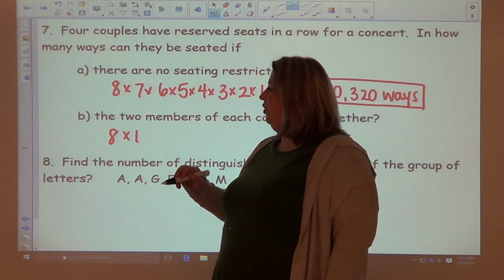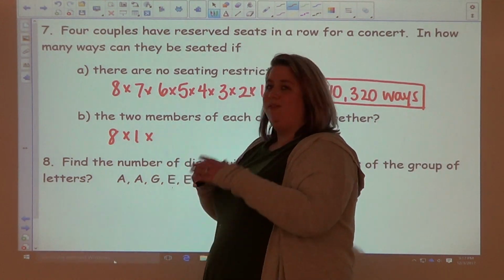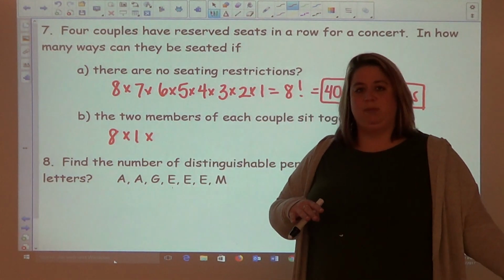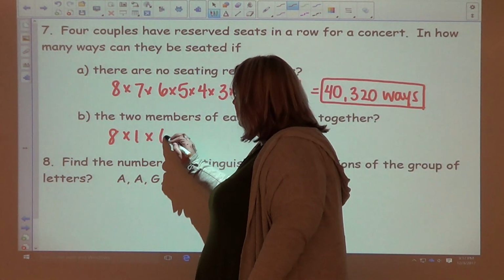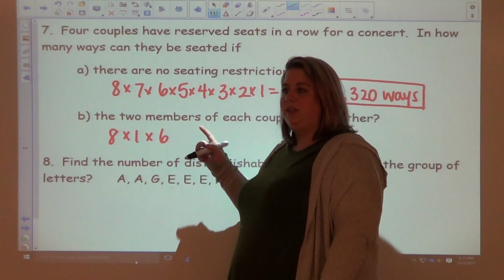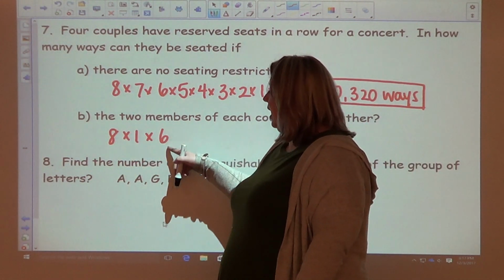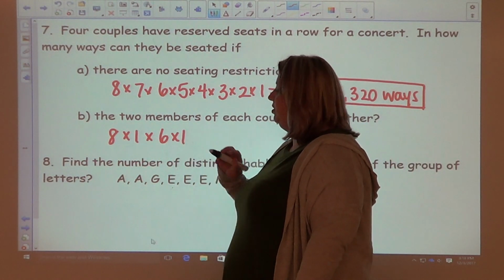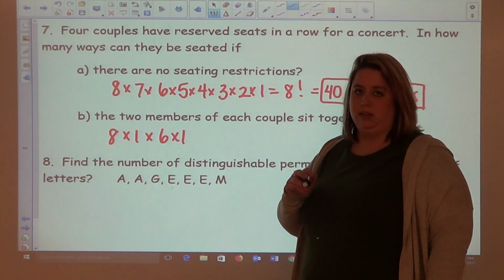When I get to the third seat, everyone can still choose. No one cares who sits by Zach, so there would be 6 people to choose from for that seat. Whoever's sitting beside Zach, their partner has to sit beside them, so there's only 1 option for that seat.